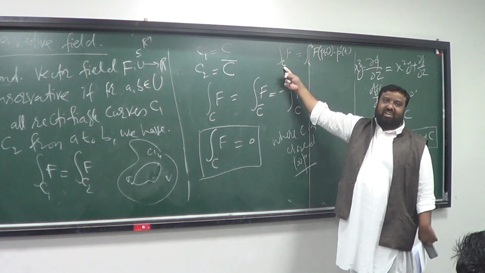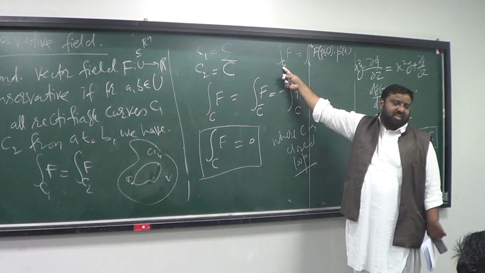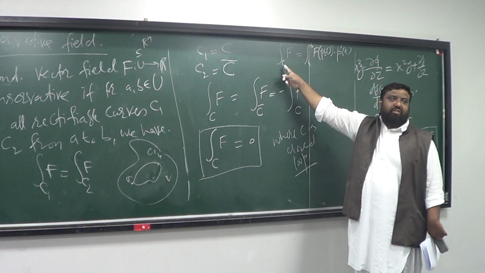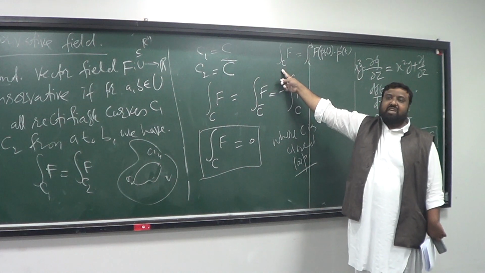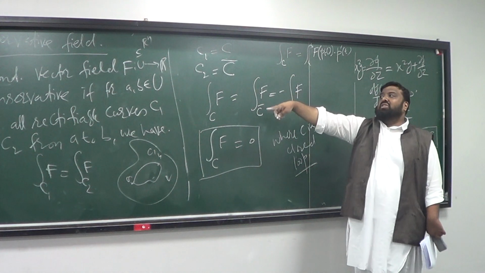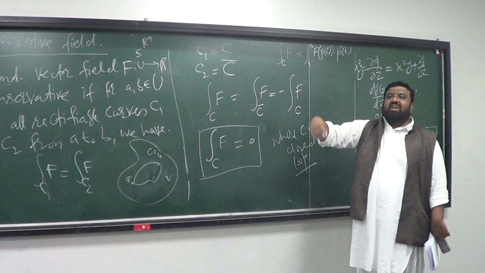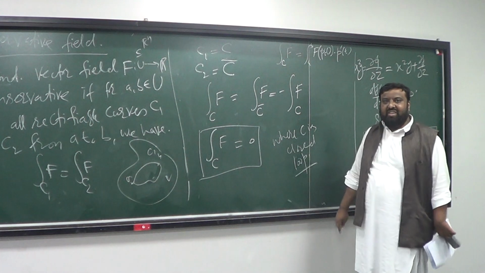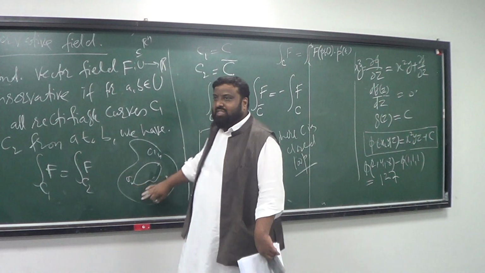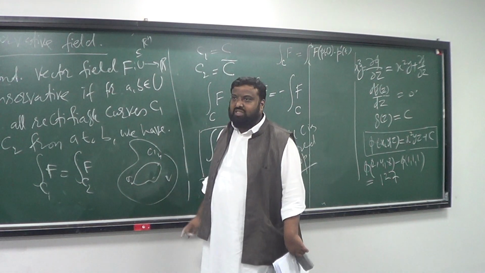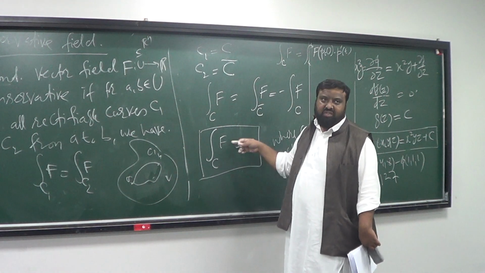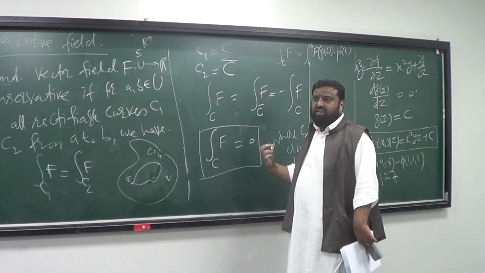So one of the physical interpretations of this integral of F along C is that this is the work done by this force. And so physically we can say a vector field is conservative if the work done along any paths joining 2 points is the same. The work done along a closed loop is always 0.